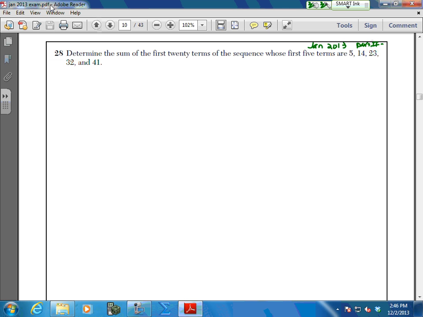They want you to determine the sum of the first 20 terms of the sequence whose first 5 numbers are 5, 14, 23, 32, 41. Now, you have a couple of choices here. You've got the sum. You have a formula for that in the back on your sheet. The sum is your arithmetic one. So you pull out your formula.